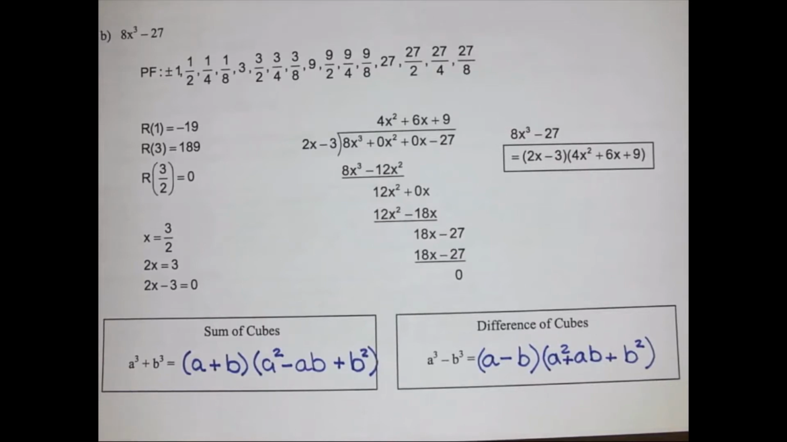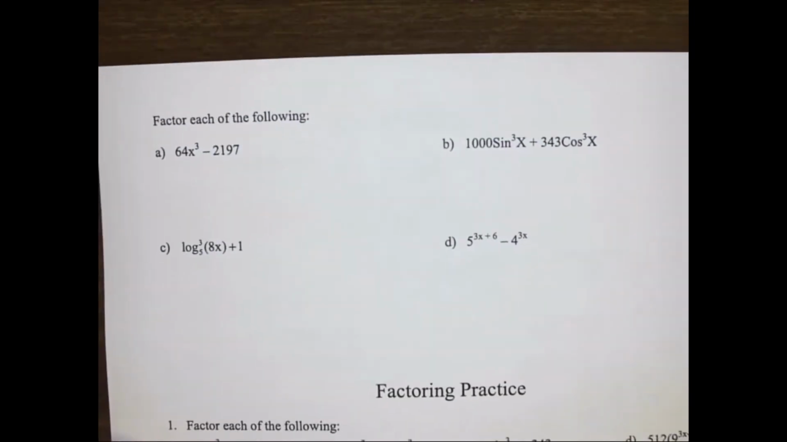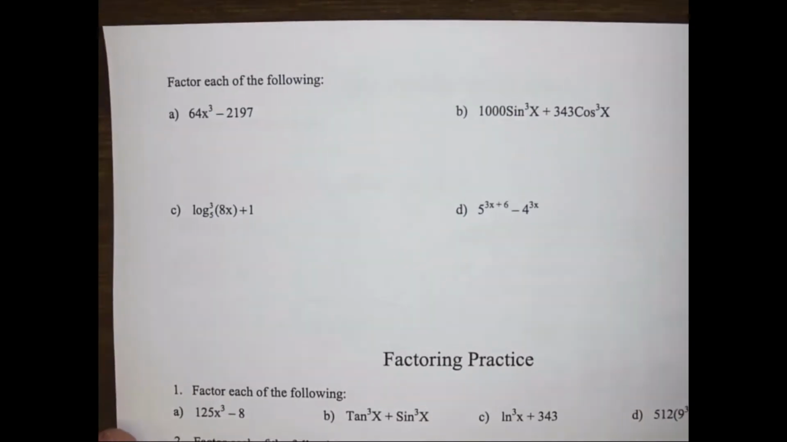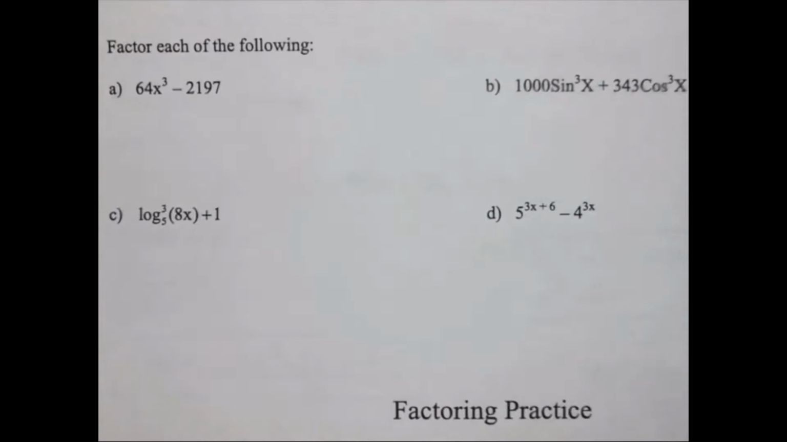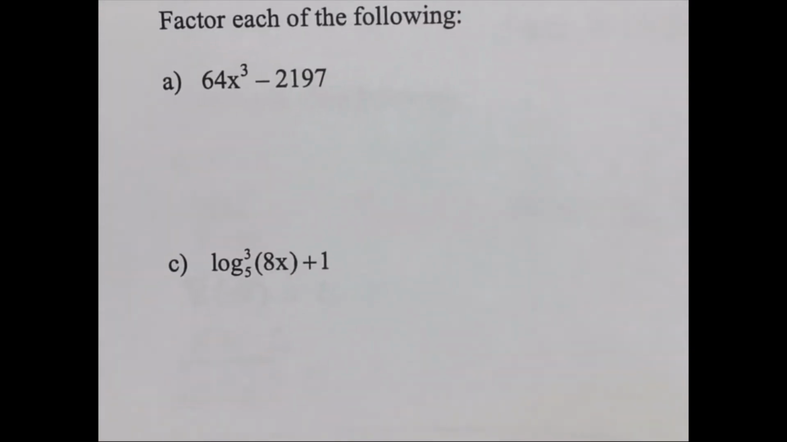So we're going to try a couple of examples and see how it goes. There are 4 examples here of sums and differences of cubes. Maybe make this a little bit bigger. We don't need to see all of them at the same time. So I'm going to start with 64x cubed minus 2,197.